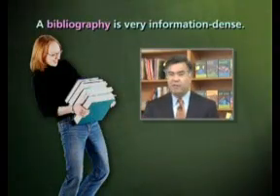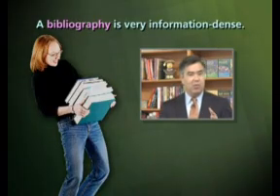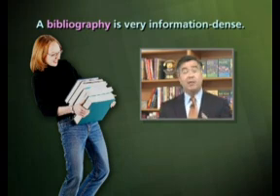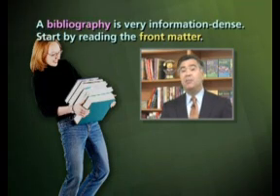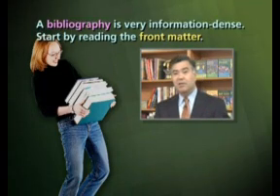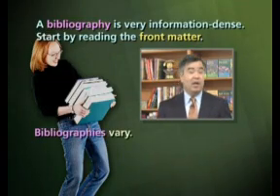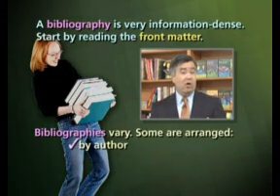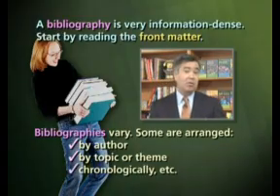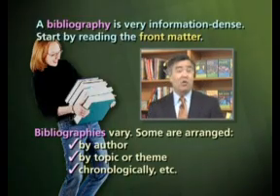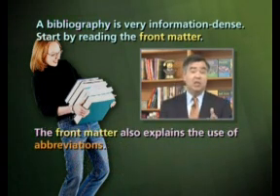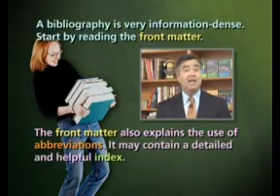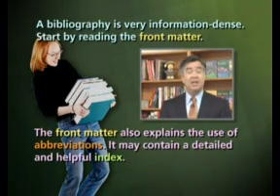Now, a bibliography is very information dense. It's a reference work that is filled with facts, and to understand how it's organized is extremely important before you can use it effectively. Start by reading the bibliography's front matter, that is, the pages at the front of the book that explain how it's organized. Bibliographies vary. Some are arranged by author, some by topic or theme, some chronologically, and others in other ways. The organization may not be intuitively clear. The front matter also explains things like the use of abbreviations, which are often extensive, and it may contain a very detailed and helpful index.